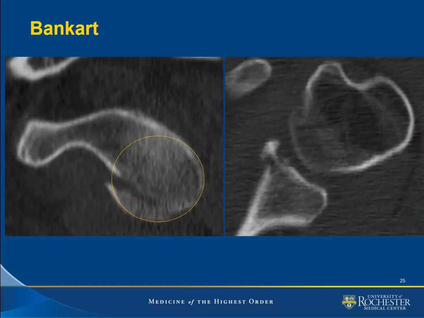I will also call your attention to this axial image where after you've had a bony Bankart abnormality, the anterior inferior aspect of your glenoid takes on this unusual trapezoidal shape, and you've lost that pointy edge of the glenoid. This becomes more important when you're looking at MRI images so that you could get a better understanding of what you're looking at.